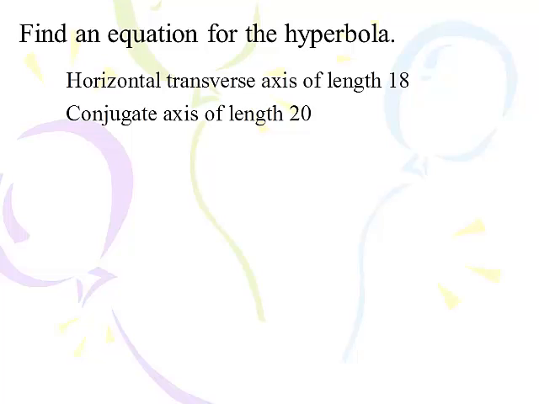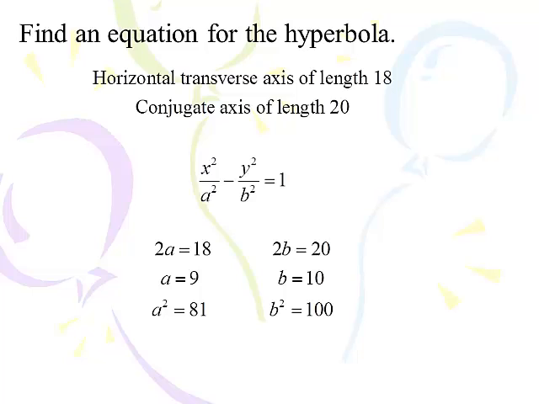All right, let's wrap up our last problem here. We have a horizontal transverse axis. That means right to left is going to contain the vertices, and a conjugate axis that must be going up and down. And so we're telling you right now that 2a is 18 and 2b is 20. So 2a equals 18, so a is 9, and a squared is 81. 2b is 20, so b is 10, and b squared is 100.